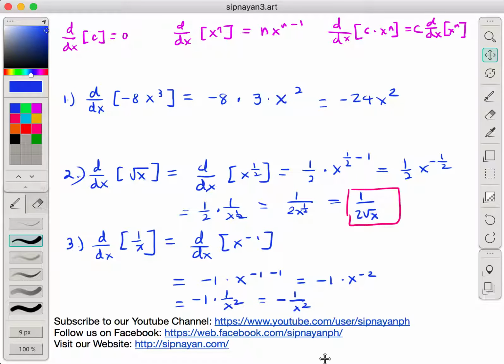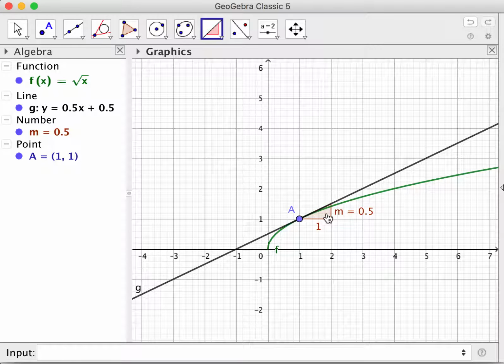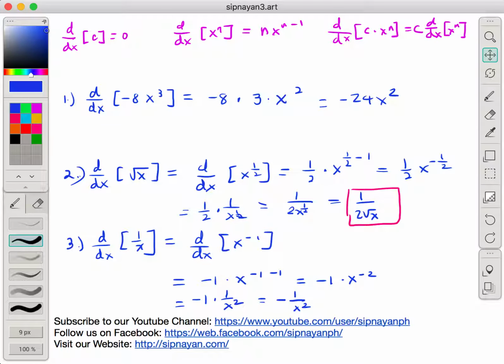And at x equals 1, isubstitute lang natin yung 1 sa x. So 2 square root of 1. And 2 square root of 1 is 2. Tapos ibig sabihin 1/2 yung slope natin at x equals 1. And as you can see here, 1/2 nga naman, 0.5. So wag natin kalimutan palagi, no? Pag tayo ay kumukuha ng derivative, one of the meanings, or yung mathematical meaning niyan, is we're getting the slope of the function.